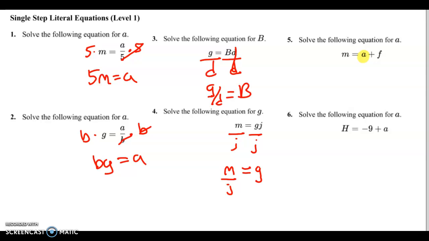So what I'm going to do is subtract f from both sides so that the a will be by itself, because f minus f would be 0. So on my left side, I have m minus f, and it's written vertical, but I'm going to write it horizontal. So that's going to leave me with m minus f on the left side, and on the right side, I got a by itself.